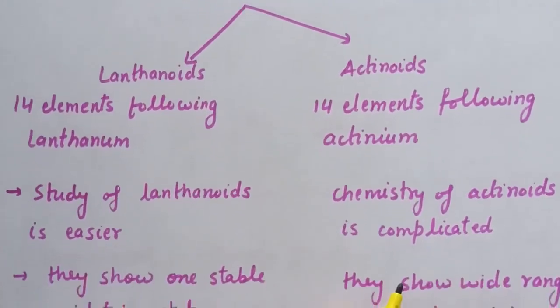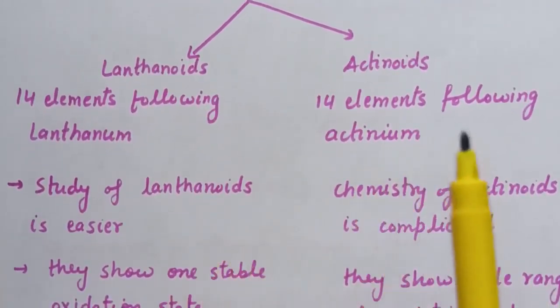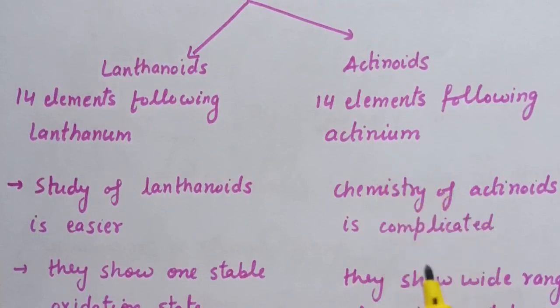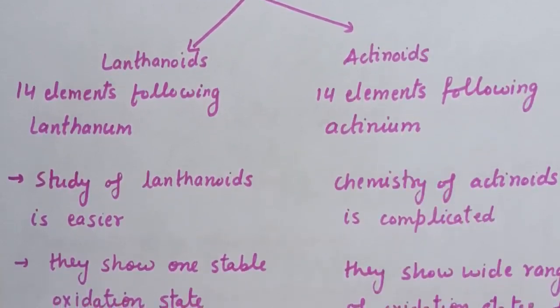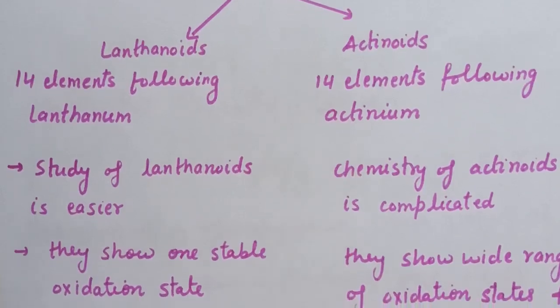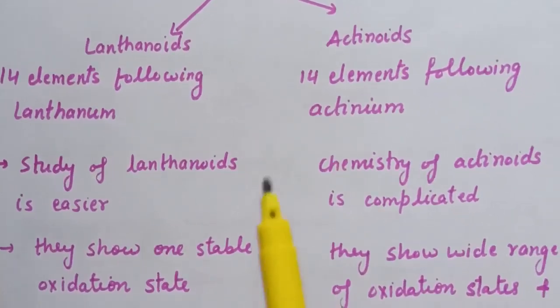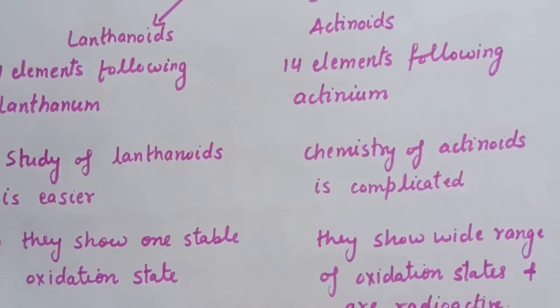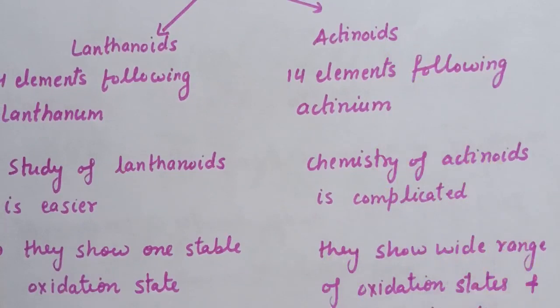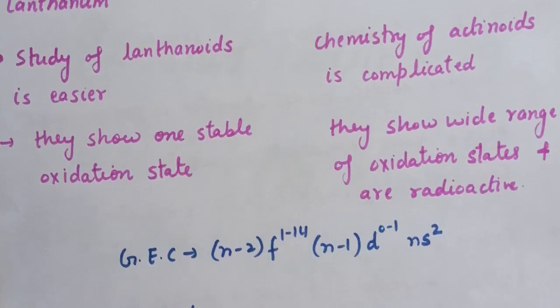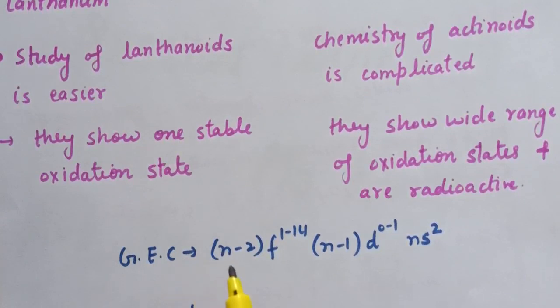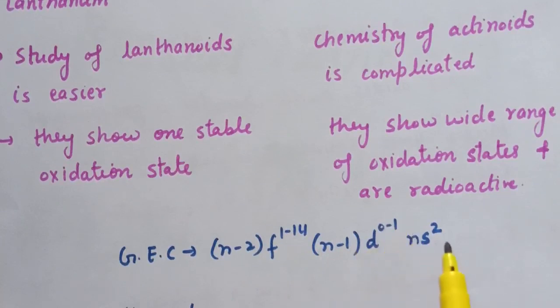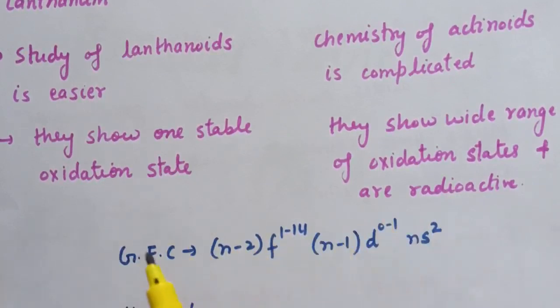The study of lanthanoids is easier as compared to actinoids, because lanthanoids show mainly one stable oxidation state, whereas actinoids show a wide range of oxidation states and are radioactive elements. That is why the chemistry of actinoids is complicated. We will discuss lanthanoids and actinoids separately. The general electronic configuration for f block elements is (n-2)f1-14 (n-1)d0-1 ns2.